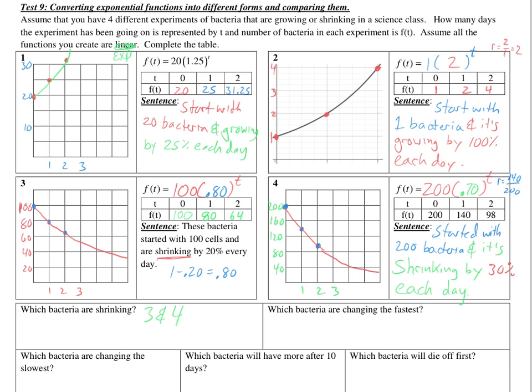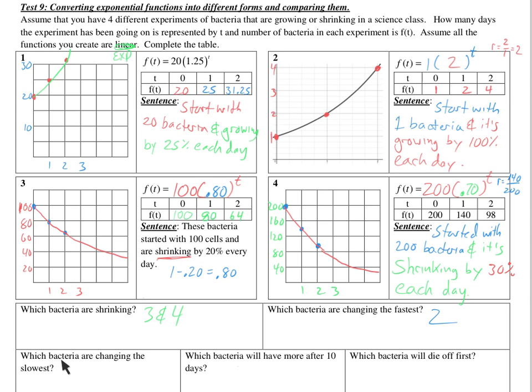So let's look at percents. We have 25. We have 100, 20, and 30. So which one's biggest? 25, 20, 30, or 100? Number 2 is way fast. I mean, it's like annihilating everything else. It's 100% growth. So number 2.